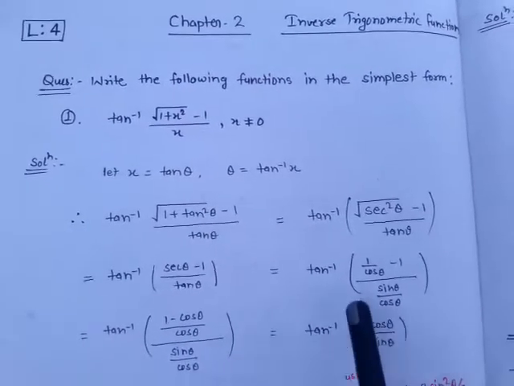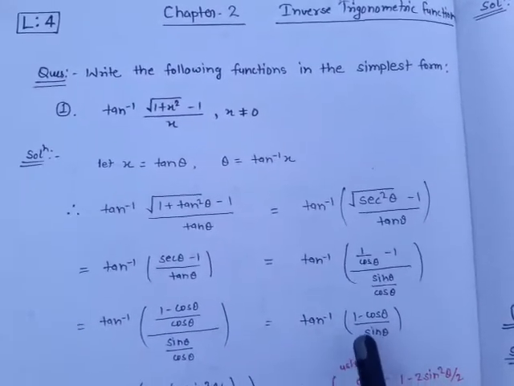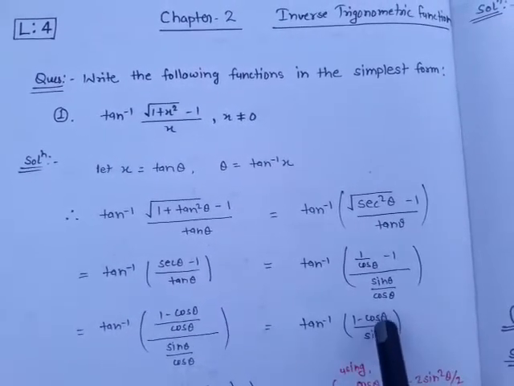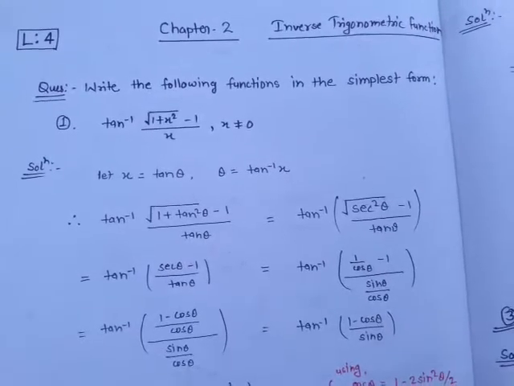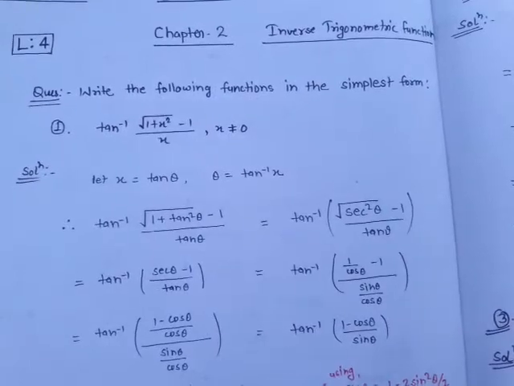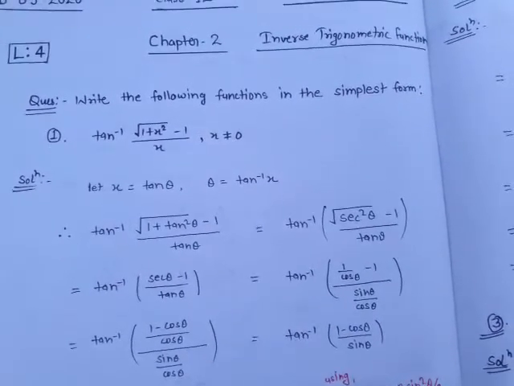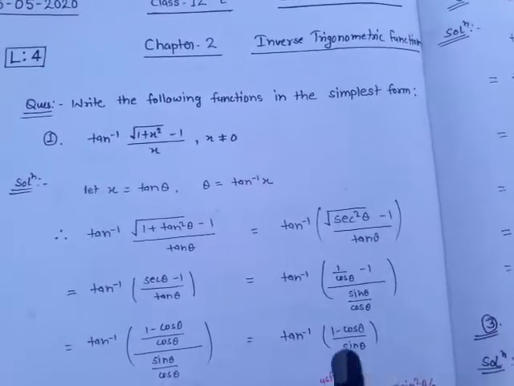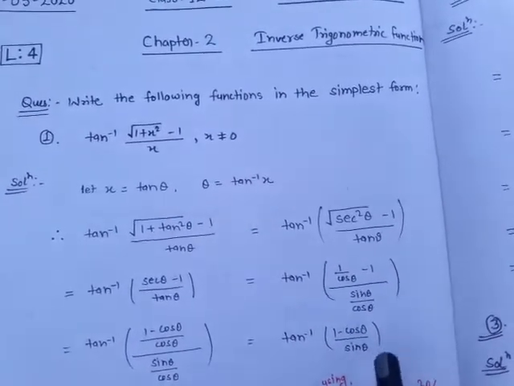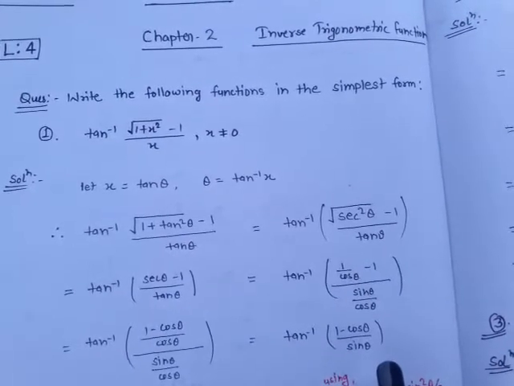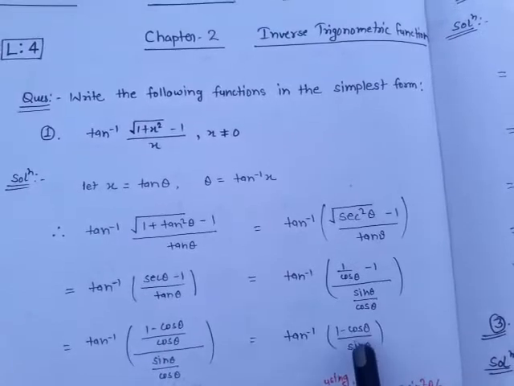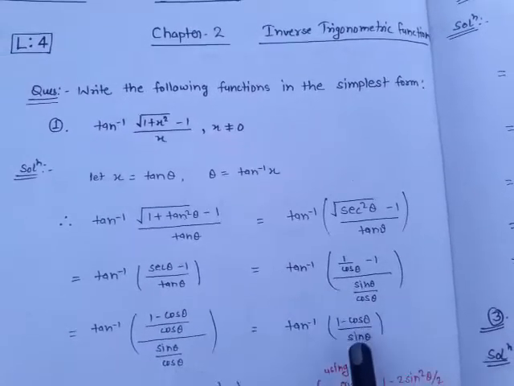In this pattern, 1 minus cos theta upon sin theta, no 2 is involved. If 2 is involved, then we apply the formula of cos 2 theta, that is 1 minus 2 sin square theta, or 2 cos square theta minus 1, or cos square theta minus sin square theta, any one. And if 2 is involved in the sine, sin 2 theta, we use the formula sin 2 theta equals 2 sin theta cos theta. But here no 2 is involved, so we reduce this form into theta by 2 form.